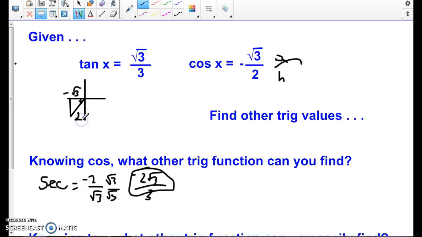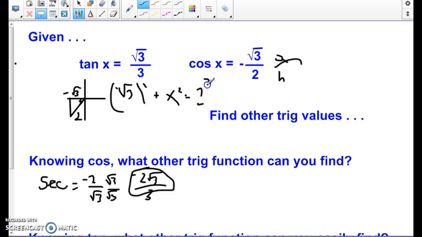is 2. I steer away from labeling my tangent values because they tend to get a little more confusing. Notice that opposite over adjacent sometimes works, sometimes it doesn't, so unless you have to, just ignore the tangent for now. Because right here I have a right triangle and I know 2 sides. I can use the good old Pythag to find the third side. So negative root 3 squared plus something squared equals 2 squared.